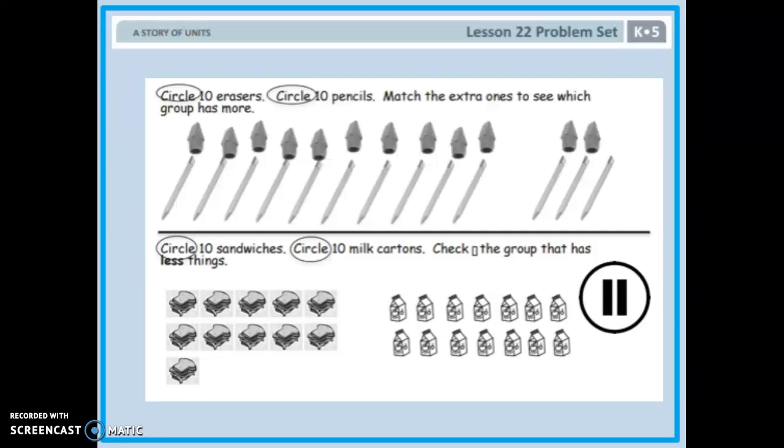Hi boys and girls, this is lesson 22, problem set. We're going to practice using the vocabulary words more and less. You will be following a lot of directions, so make sure your listening ears are turned on today.